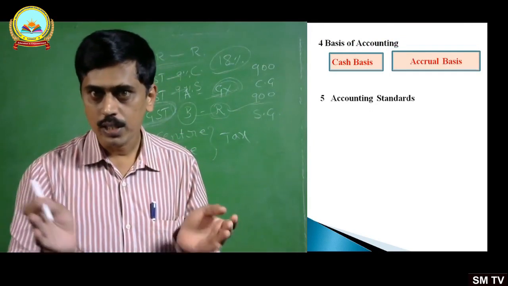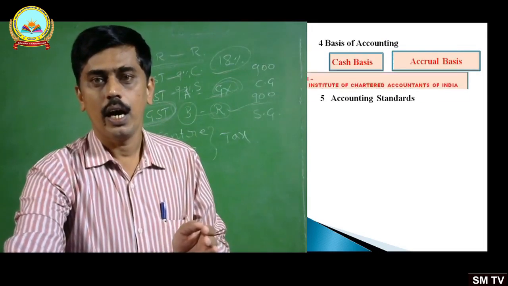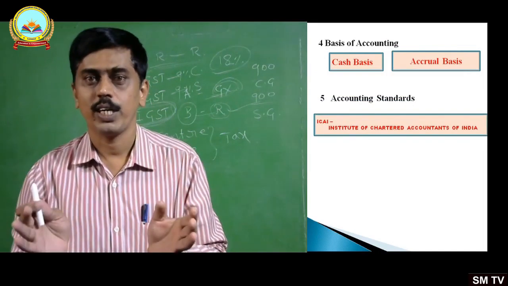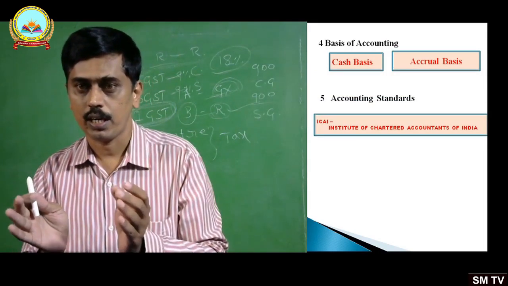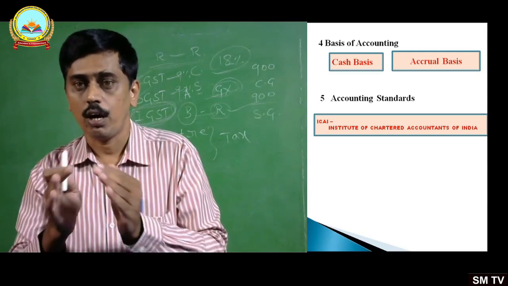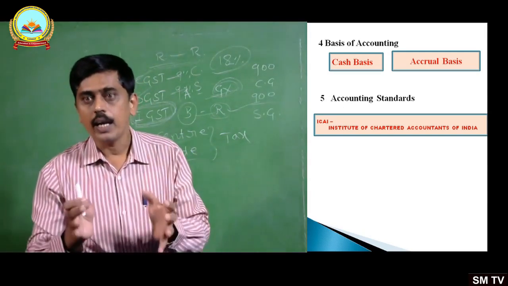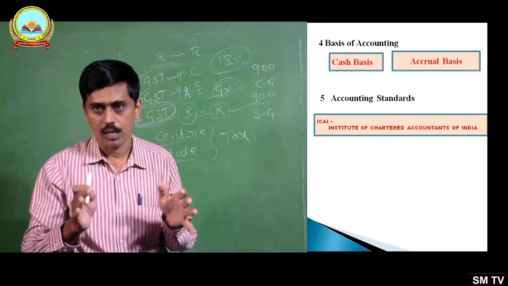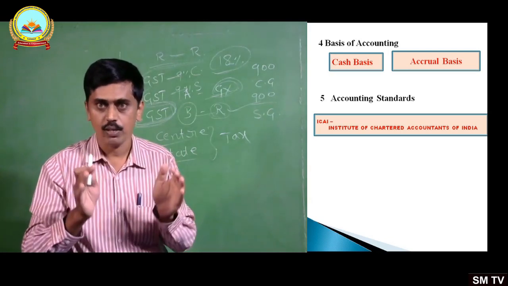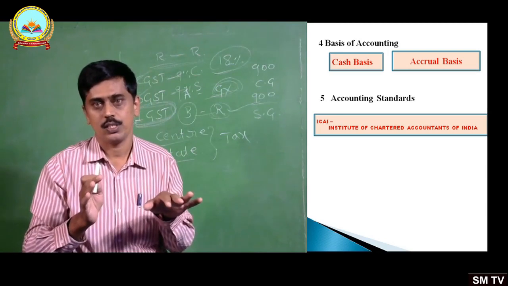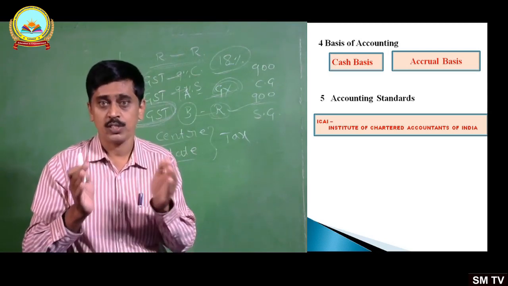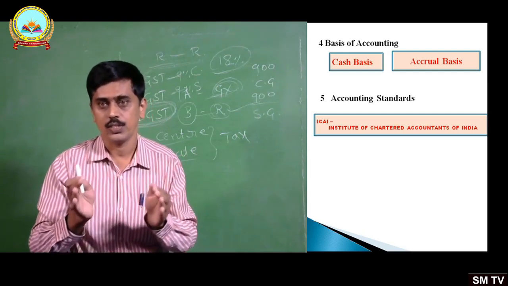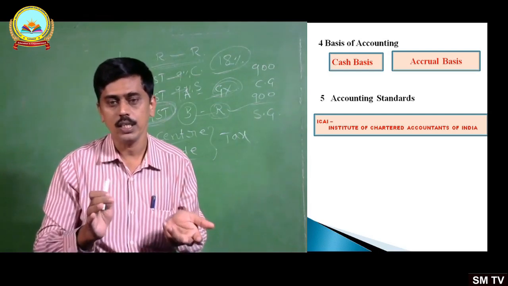And then we have discussed accounting standards, and in that we have seen the abbreviation, full form of ICAI, Institute of Chartered Accountants of India, which gives the authoritative guidelines for carrying on the accounting profession, isn't it, or for carrying on the accounting practice. It gives authoritative statements, and such statements are called accounting standards. Institute of Chartered Accountants of India is the highest accounting body in India.